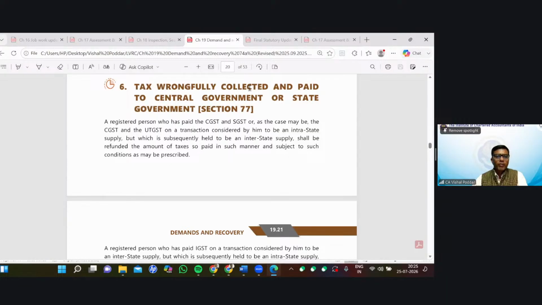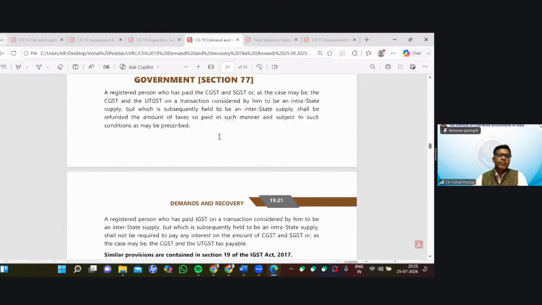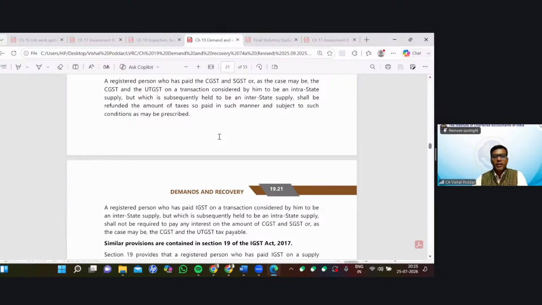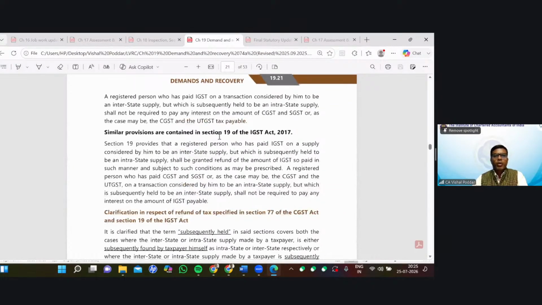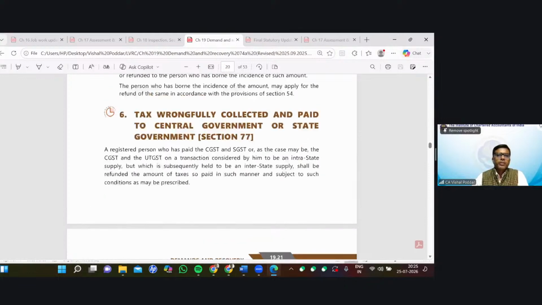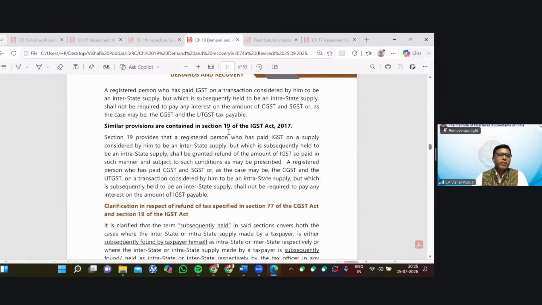Tax wrongfully collected and paid to central or state government. Now what is this point? So it may happen that you have made a wrong classification. What should have been interstate supply, you have classified as intrastate supply, so you paid CGST and SGST, or vice versa. Instead of paying CGST and SGST, you have paid IGST. So there is a parallel provision. Section 77 is under the CGST SGST Act and section 19 is under the IGST Act.